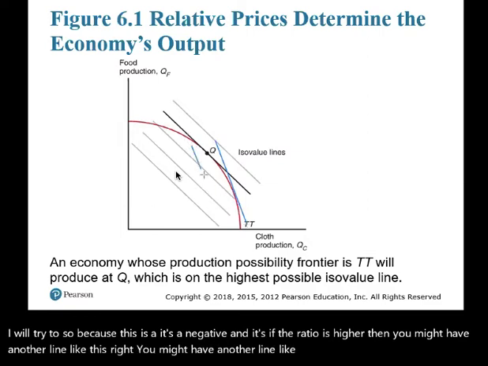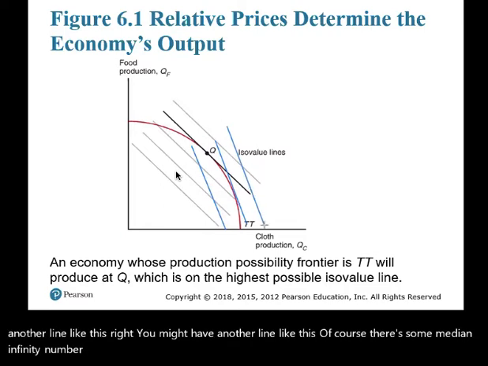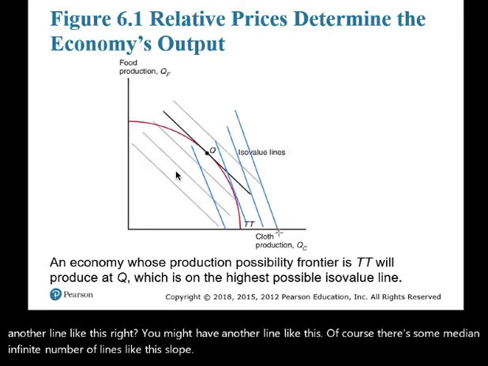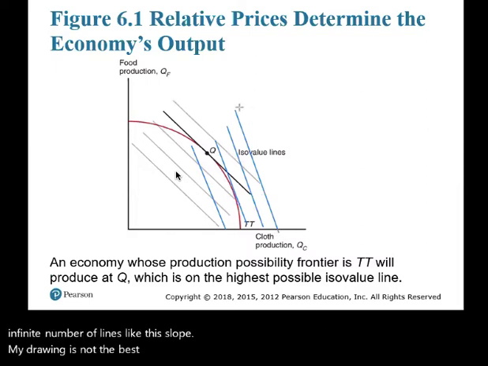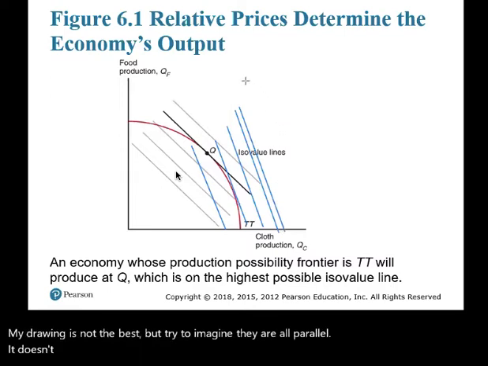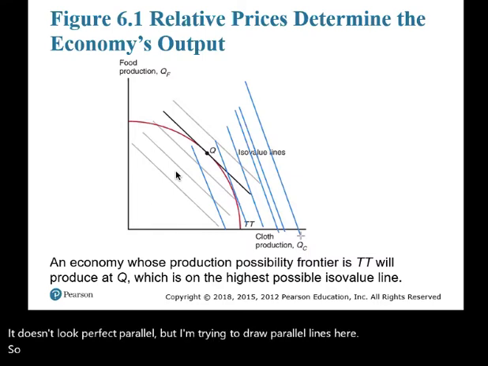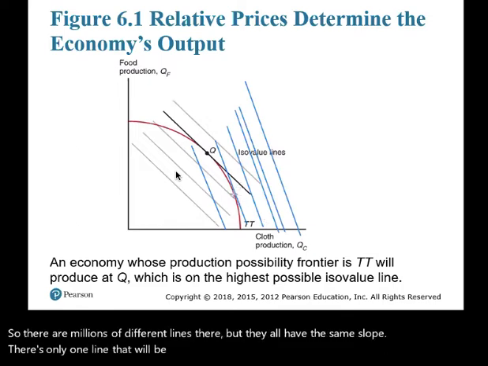Of course, there's an infinite number of lines like this with the same slope. My drawing is not the best, but try to imagine they are all parallel. It doesn't look perfectly parallel, but I'm trying to draw parallel lines here. So there are millions of different lines there, but they all have the same slope. There's only one line that will be tangent to the PPF.